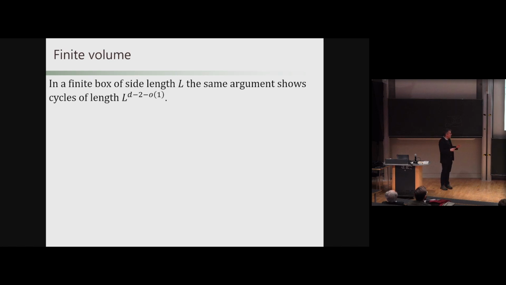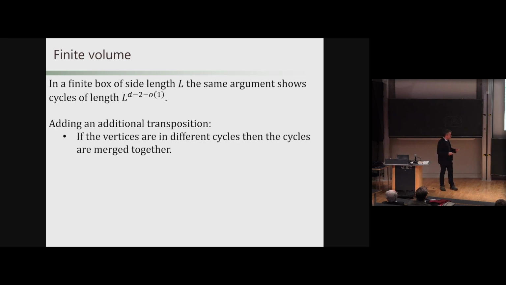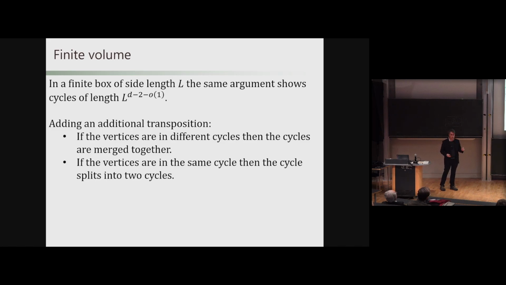Okay, so this is nice, but we want cycles of length L to the d. So the way we're going to do that is by adding in a few more transpositions. So imagine just slightly playing with the value of beta, so you add in a few extra transpositions. So what happens when you add an extra transposition to the permutation? Well, if the vertices are in different cycles, then their cycles will get merged together, and you'll get a larger cycle. On the other hand, if the two vertices are in the same cycle, it will split the cycle into two parts.